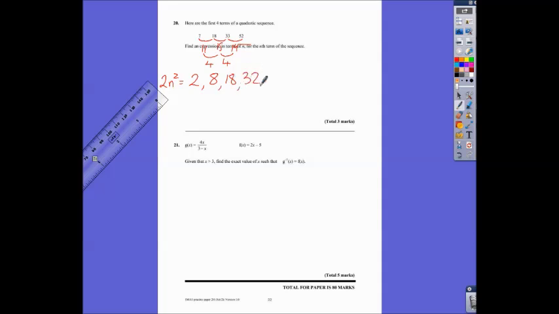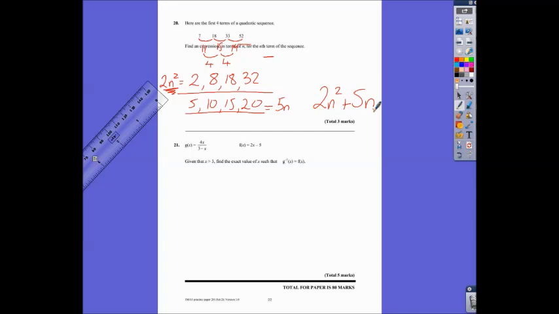So if we take this away from our original sequence, 7 take 2 is 5, 18 take 8 is 10, 33 take 18 is 15, and 52 take away 32 is 20. So our quadratic sequence is 2n squared, our linear part of the sequence is 5, 10, 15, 20, which is just 5n. It's the 5 times tables. So overall, it would be 2n squared plus 5n.